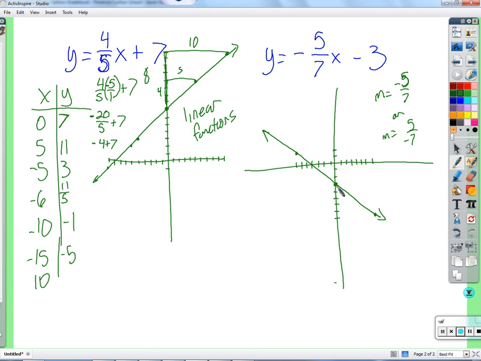Well, let's try the other one. 5 over negative 7. That would mean that our rise is positive, up 5, and our run is negative, so that would be to the left 7. So it doesn't matter, right? I know that makes sense. These numbers are the same. Negative 5 divided by 7 is negative 5 sevenths, since negative divided by positive is negative. 5 divided by negative 7 is still negative 5 sevenths. They're both negative fractions.